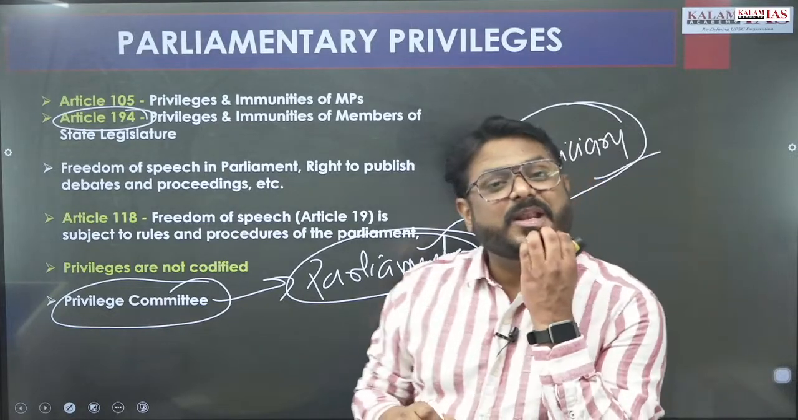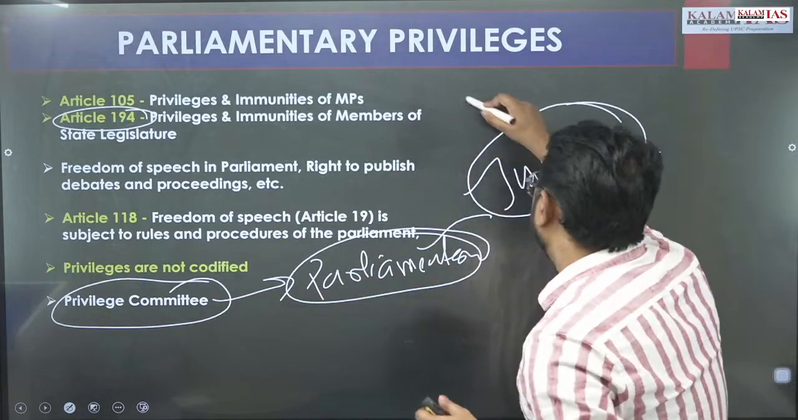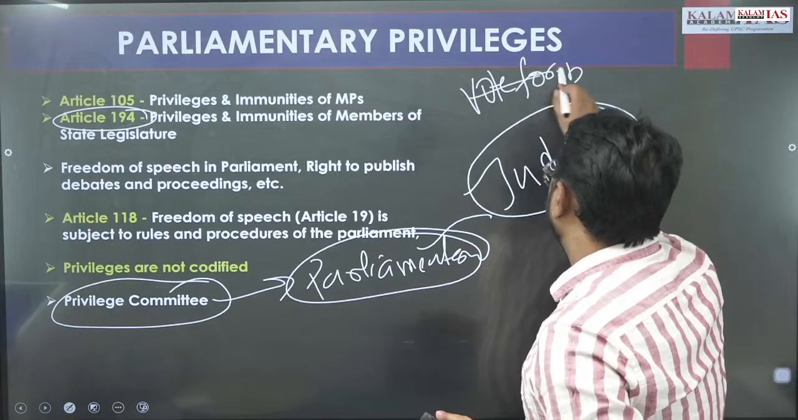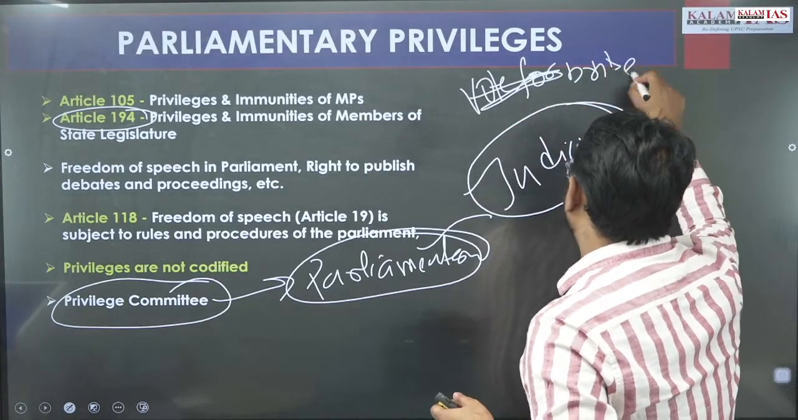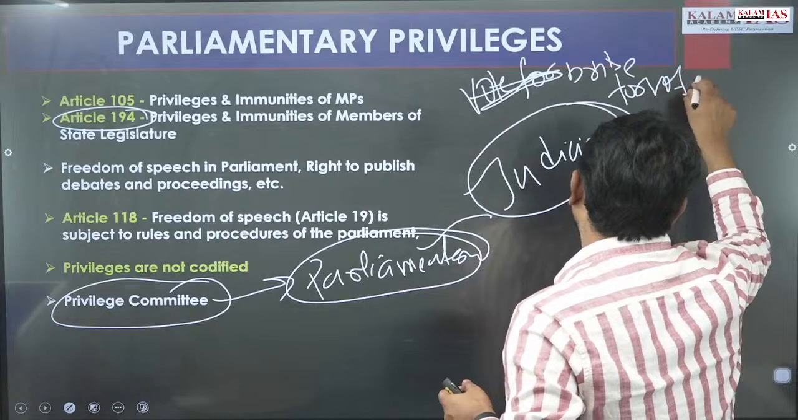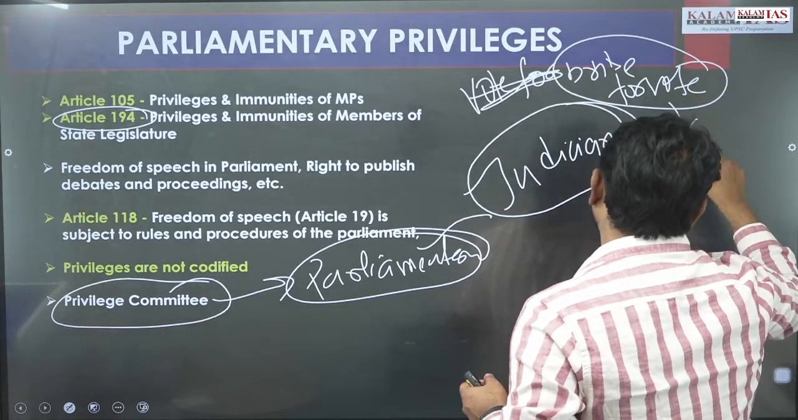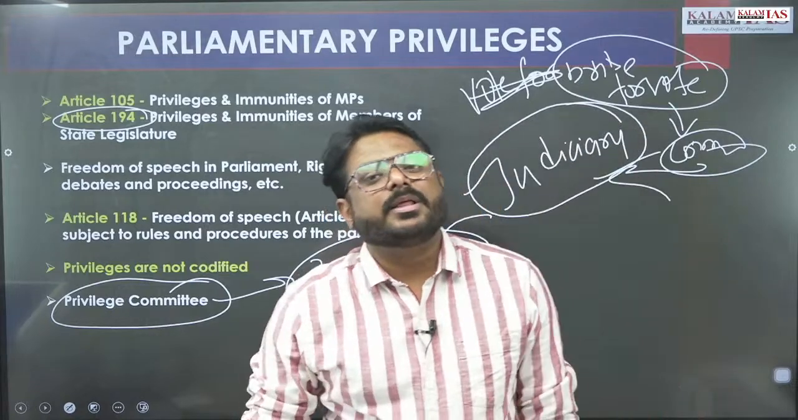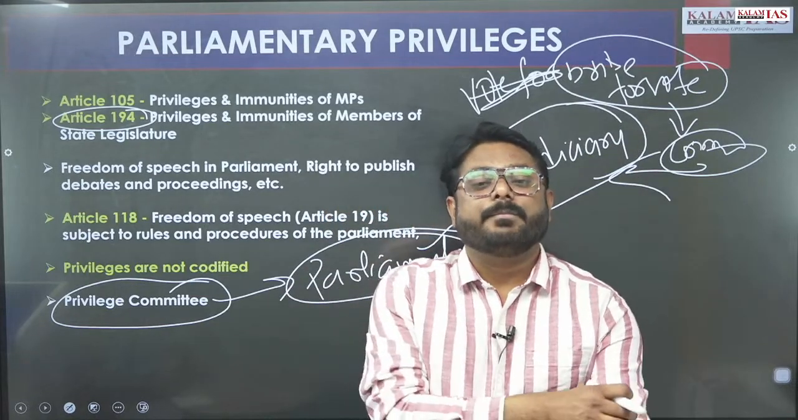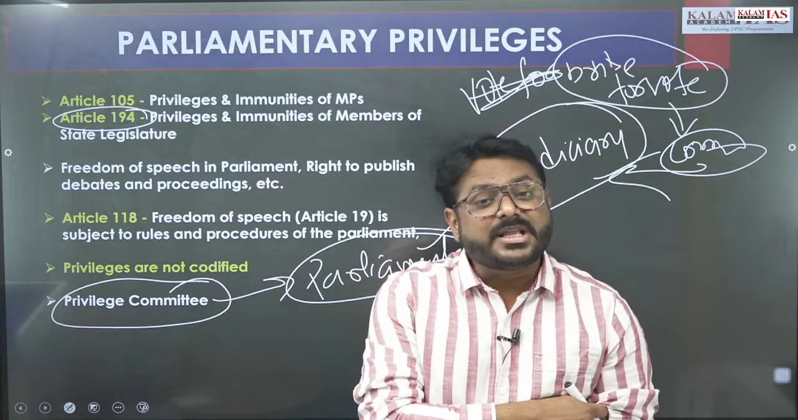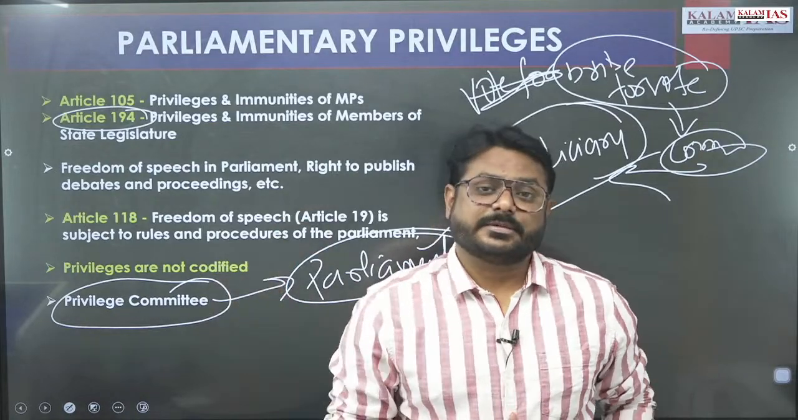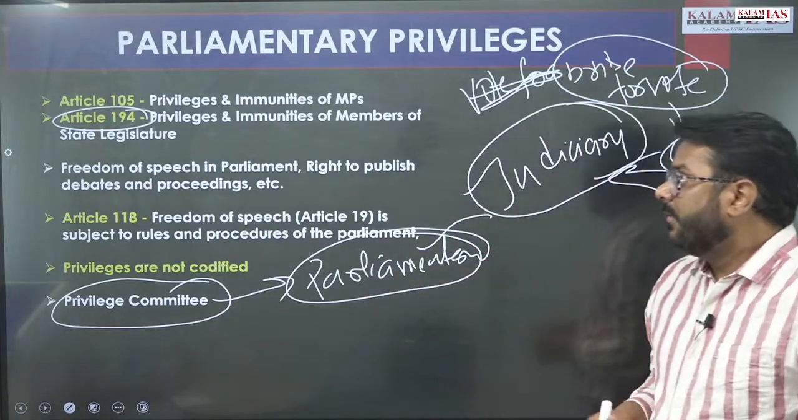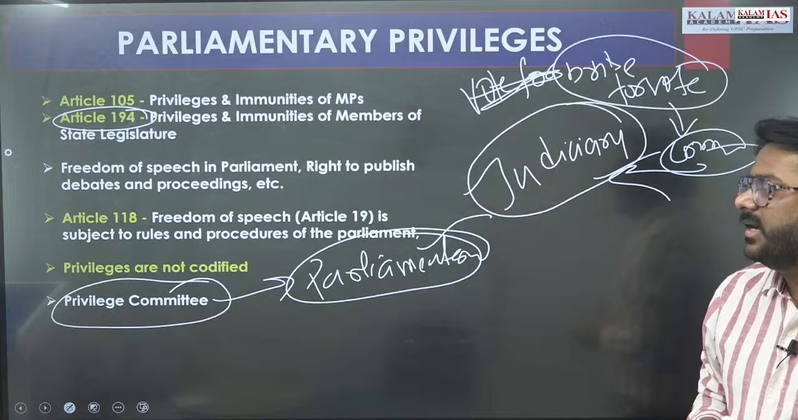Right, the judiciary will come into the picture. For example, bribe for vote. Bribe for vote is a criminal offense. So the judiciary will decide what should be the punishment given to that member of parliament who has breached privileges like this. So I hope you have understood parliamentary privileges and their breach.